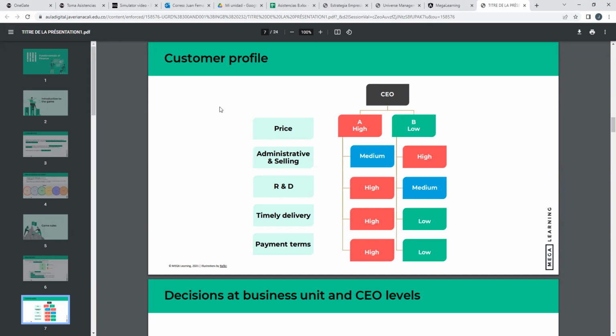The decisions related to the value proposition are more like marketing decisions, right? They are related to price, to the administrative and selling budget, and the research and development budget. Payment terms is not going to be a decision like the others; I will explain it later. So let's remember the price.